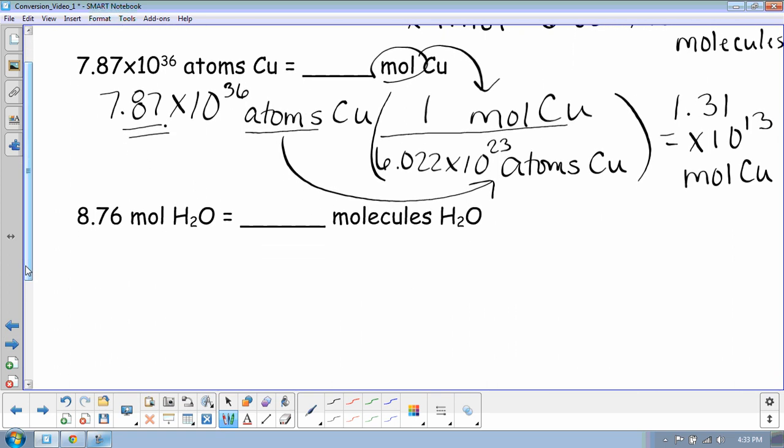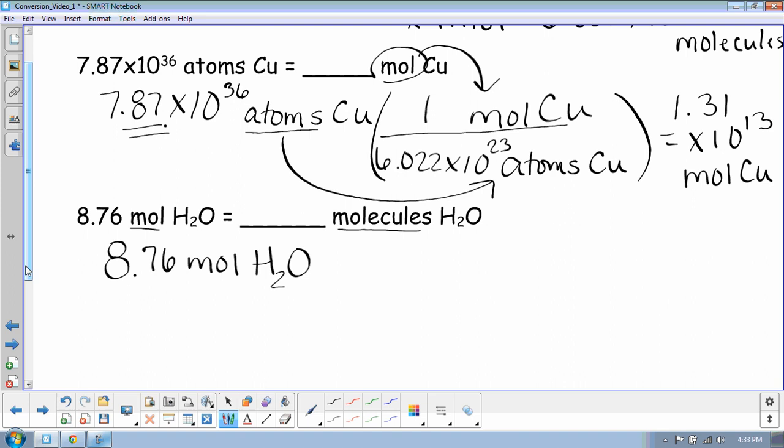Okay, so here's one that might trip you up at some point. We're starting in moles and we're going to molecules. Again, moles and molecules are not the same thing. Don't fall into the trap. So I have 8.76 moles H2O where we're starting. Why? Because that's the number I gave you at the beginning.